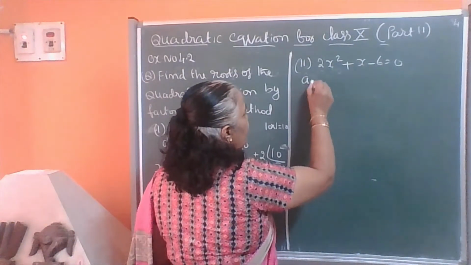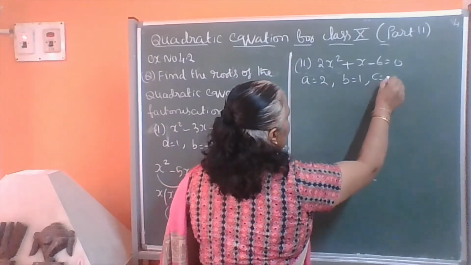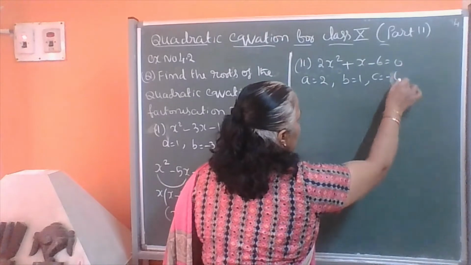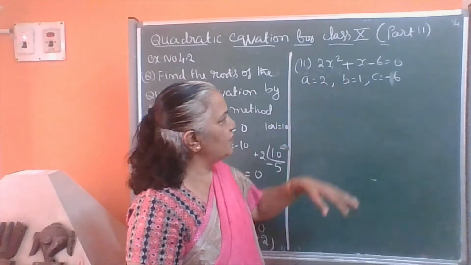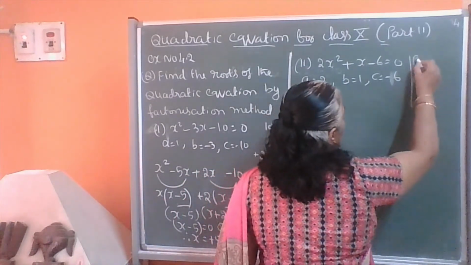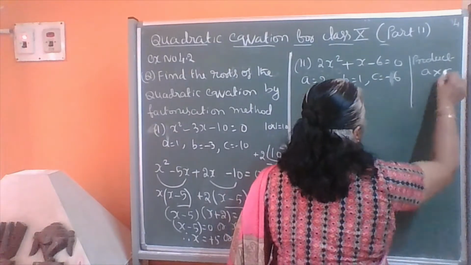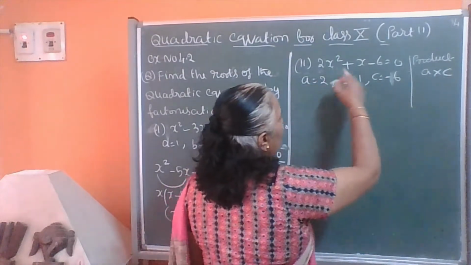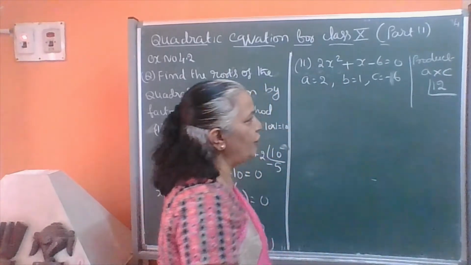Here a is 2, b is 1, c is minus 6. You have to multiply 2 and 6. You have to multiply in the working column, the product of a into c. That is 2 into minus 6 is 12. And you have to write the factors.